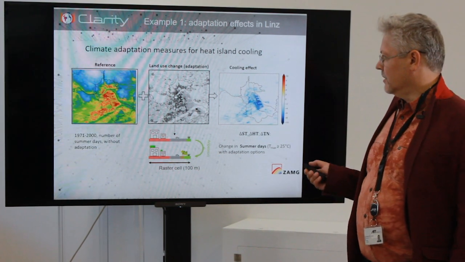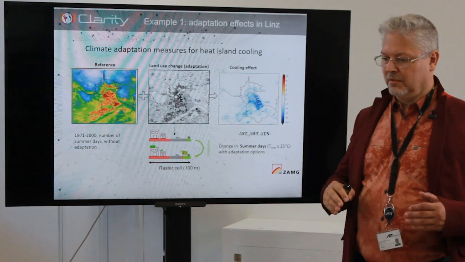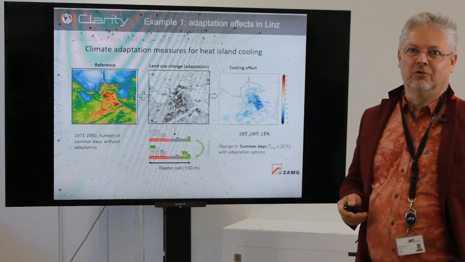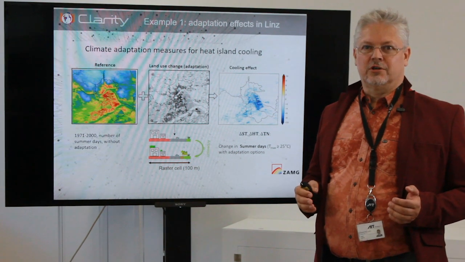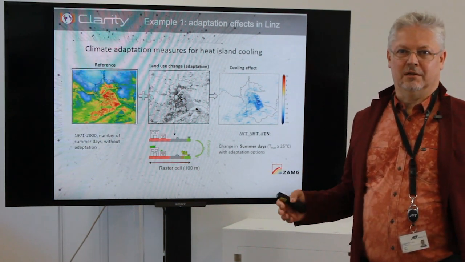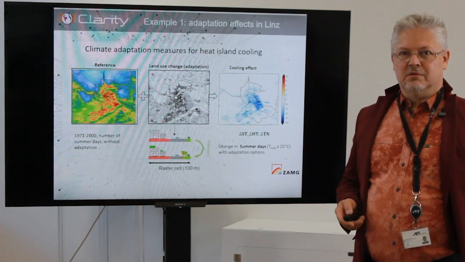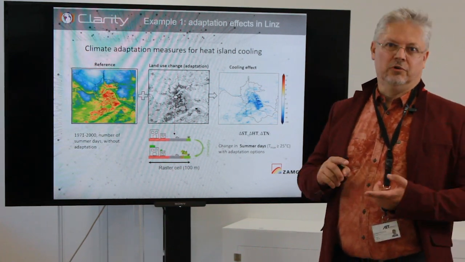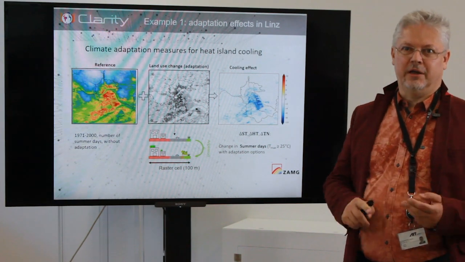So, for instance, in the city of Linz, we looked at different things, but one of the things we looked at was the whole city. How does the temperature in the city change? How many warm days? How many tropical nights, etc.? And what happens if we change the way the city is built? So we put more green, we put more water, we change the albedo, etc.